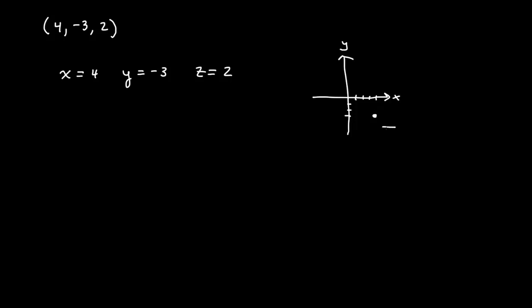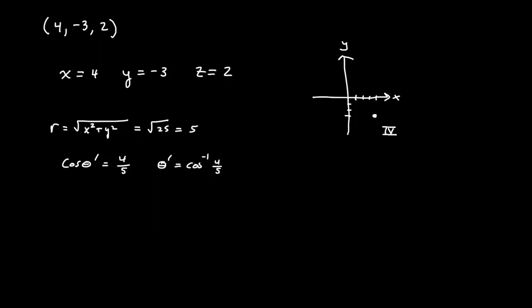You will notice, please, that this is in the 4th quadrant, and that's going to be important when we discuss our theta. So first off, r, the distance from the origin to the point, Pythagorean theorem, square root of x squared plus y squared. That's going to be the square root of 25, which is equal to 5. Now the cosine of theta prime is going to equal 4 over 5, and so theta prime is equal to the inverse cosine of 4/5.